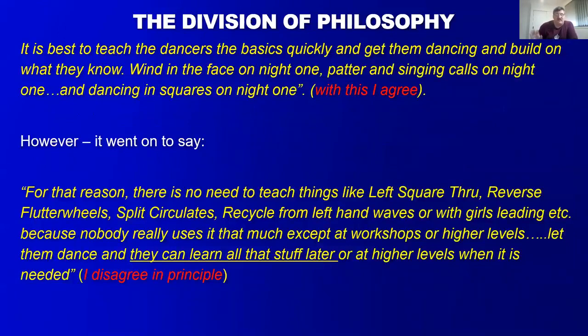The point of concern from that article, very simply put, was wrapped up with one caller saying, it's best to teach dancers the basics quickly and get them dancing and build on what they know. Wind in the face on night one, pattern singing calls on night one, dancing in squares on night one. I totally agree with all of that. However, it then went on to say, for that reason, and that's what caught me, there's no need to teach things like left square through or reverse flutterwheel or split circulate or recycle from left-hand waves or with girls leading, because nobody really uses that except at workshops or higher levels.